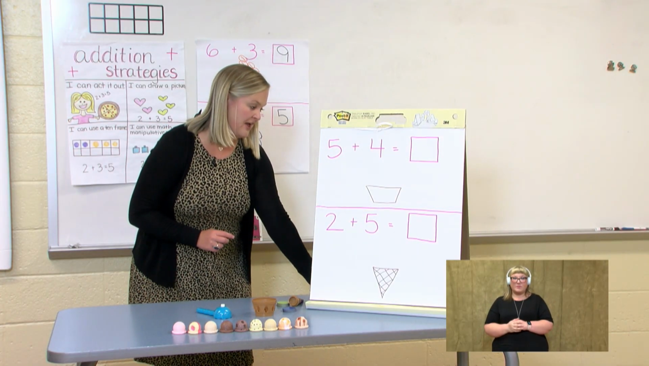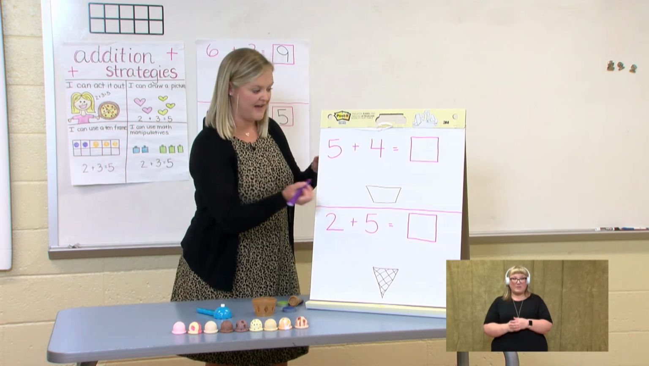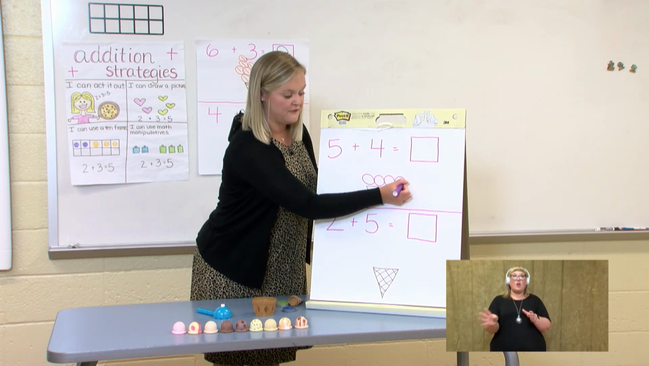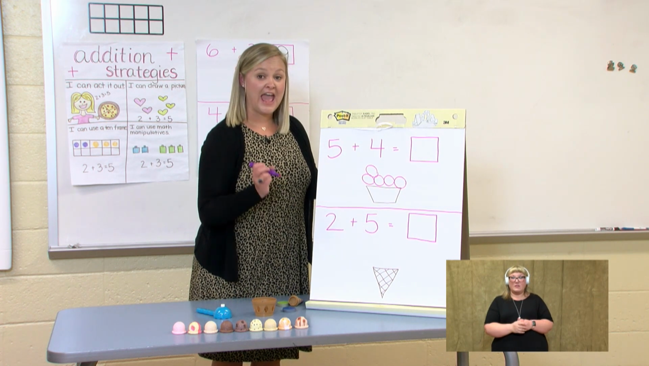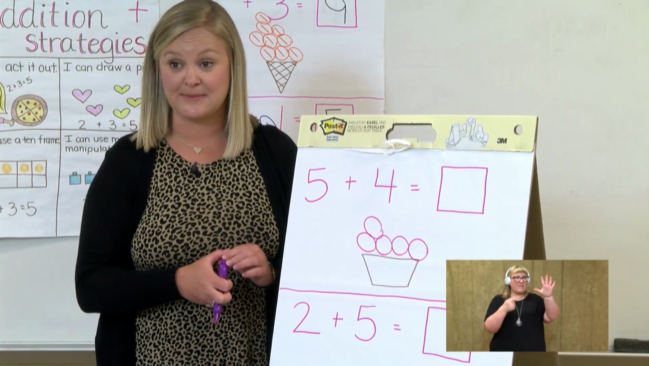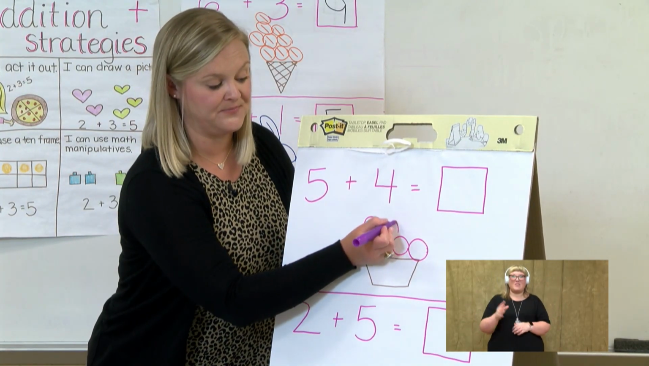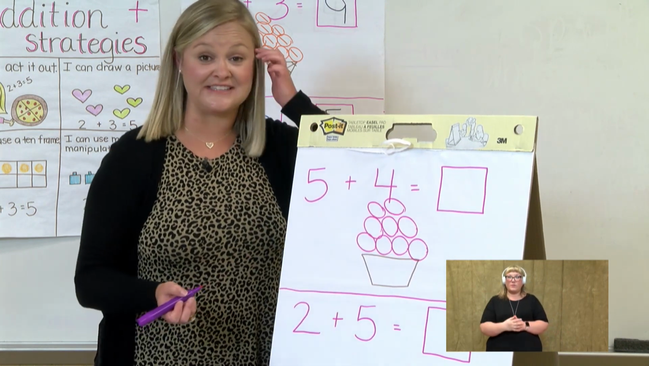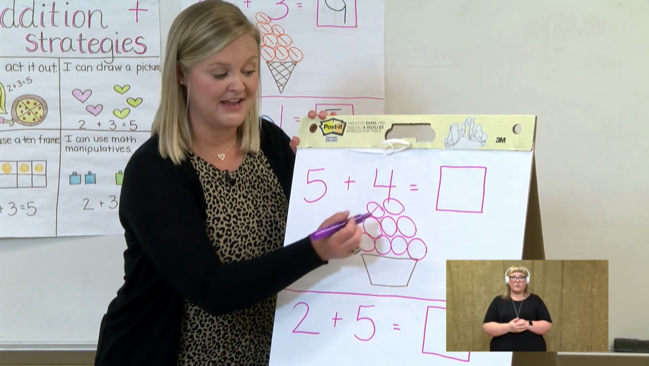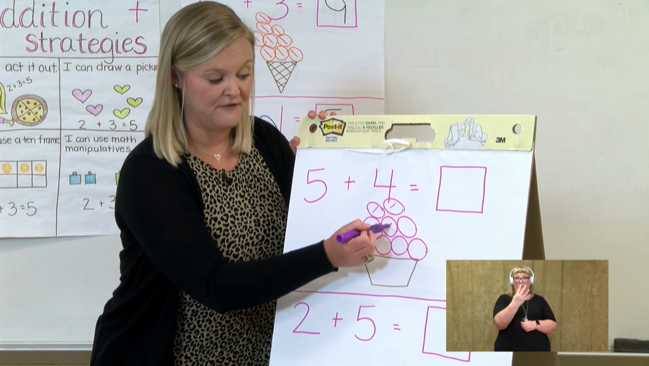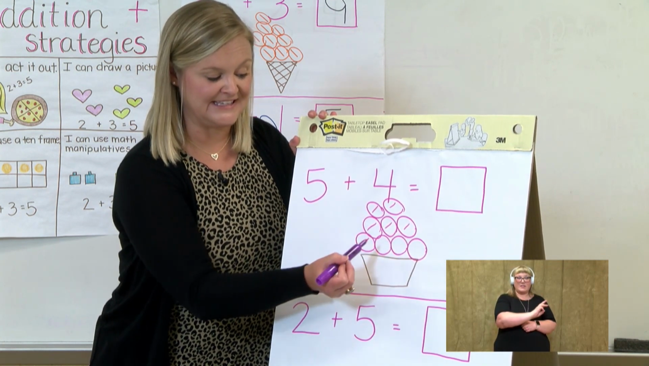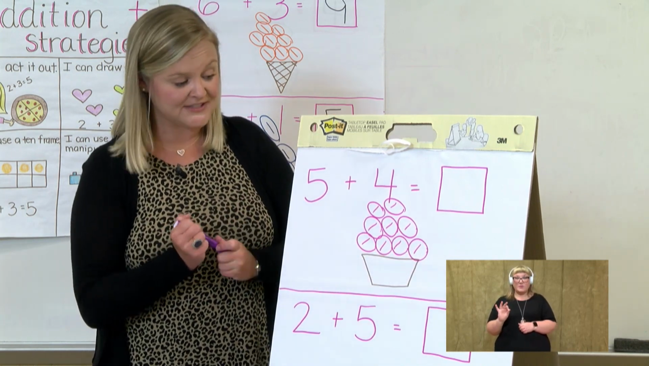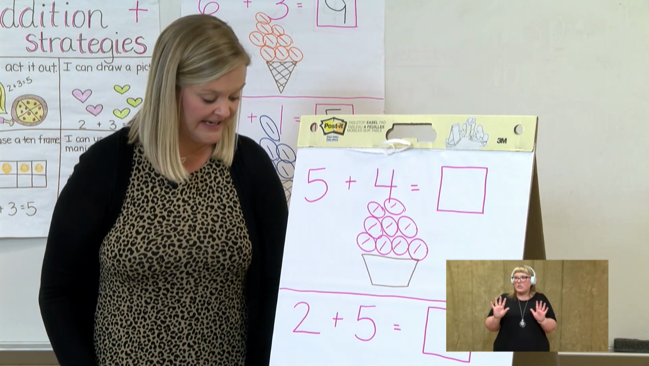Let's draw our ice cream cones in our cup. We need to start with 5. 1, 2, 3, 4, 5. How many more scoops do I need to add to my cup? 4 scoops. 1, 2, 3, 4. Now let's count them all together. 1, 2, 3, 4, 5, 6, 7, 8, 9. Very good. So we got the same answer when we drew as we did when we acted it out.